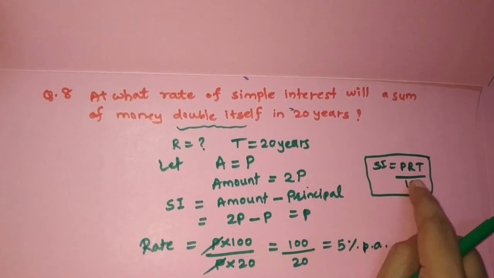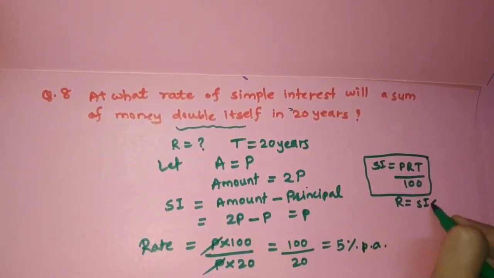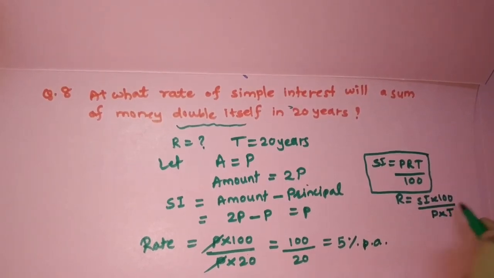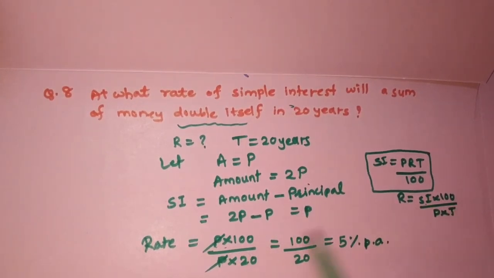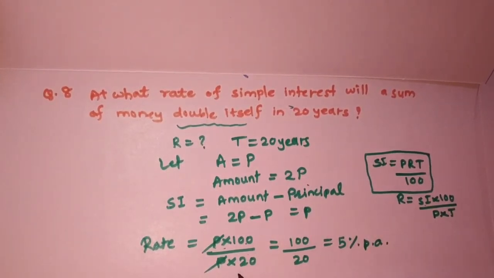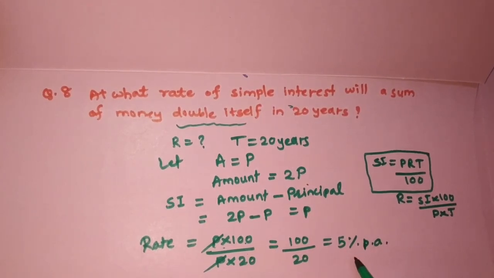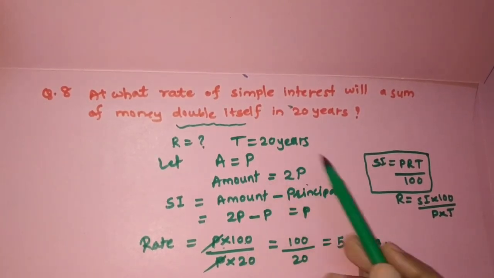And this rate formula you can get from here: rate is equal to SI multiplied by 100 divided by P into T. SI I have taken as P, into 100 divided by P, and this time period is 20. After calculating we got the rate as 5% per annum. We want to double itself, that's why amount is equal to, we have taken, 2 times principal.